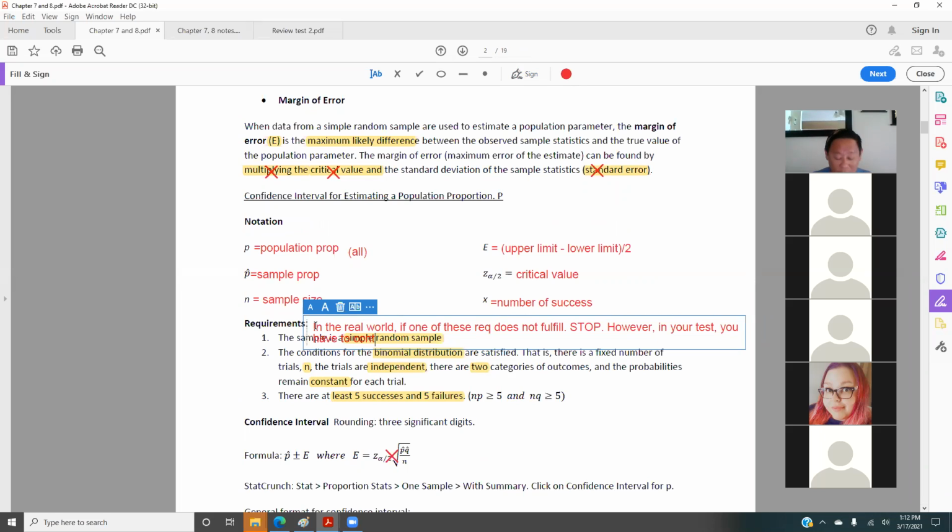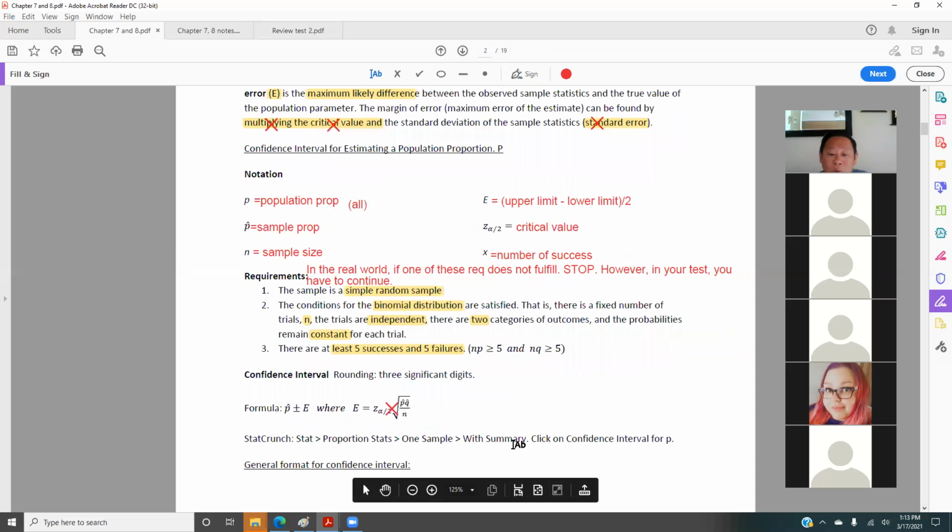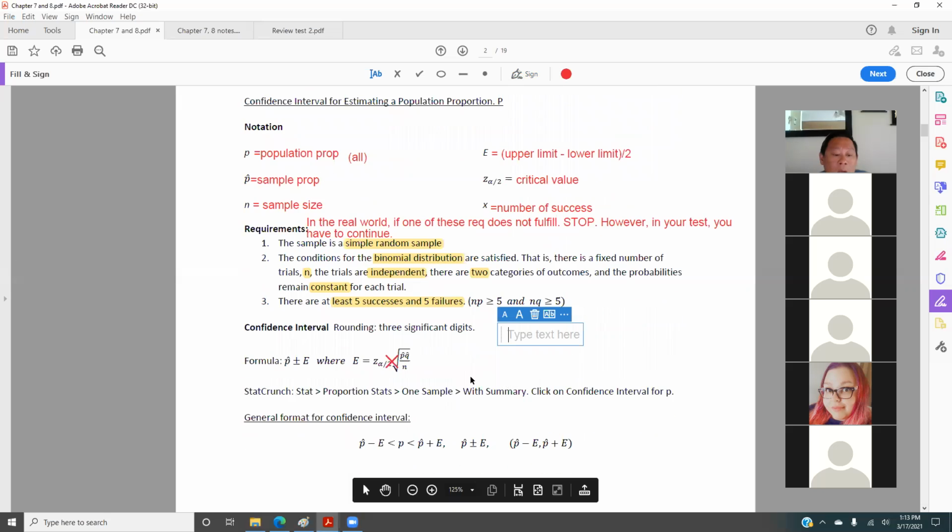Because you are just starting with this class. This is a basic statistics class, so that's the reason why. There are other ways for us to go through if one of these requirements is not fulfilled. But since you are in beginning statistics, if one of these requirements is not fulfilled, you have to continue. Continue means you have to continue doing the calculation. Okay. Rounding, I'm not picky, 2 or 3 decimal places as you do. Same thing in the test. So you round to 2 or 3 decimal places.